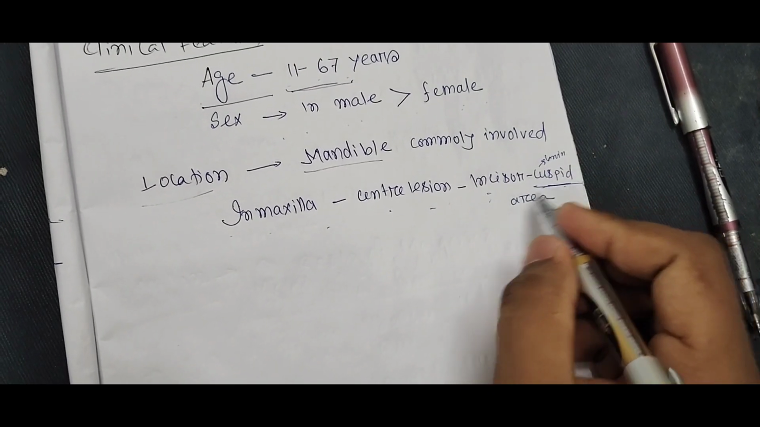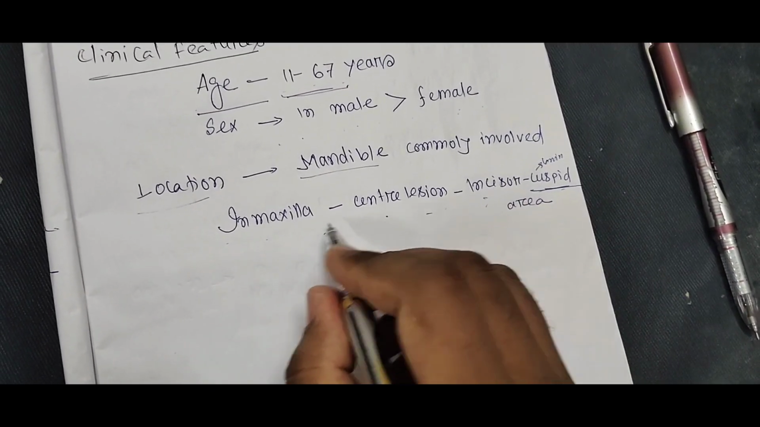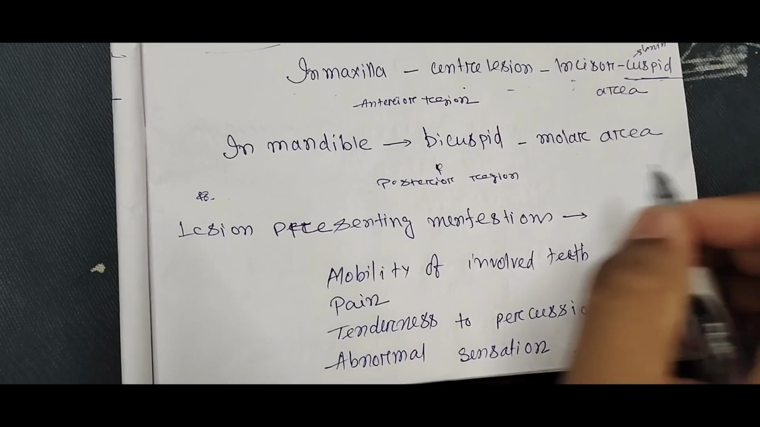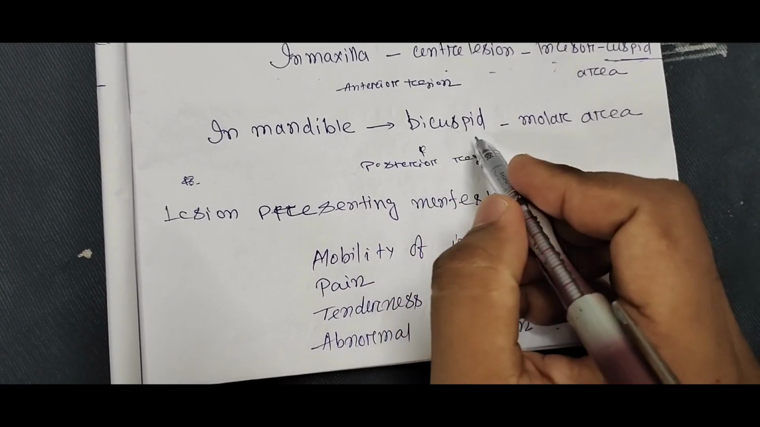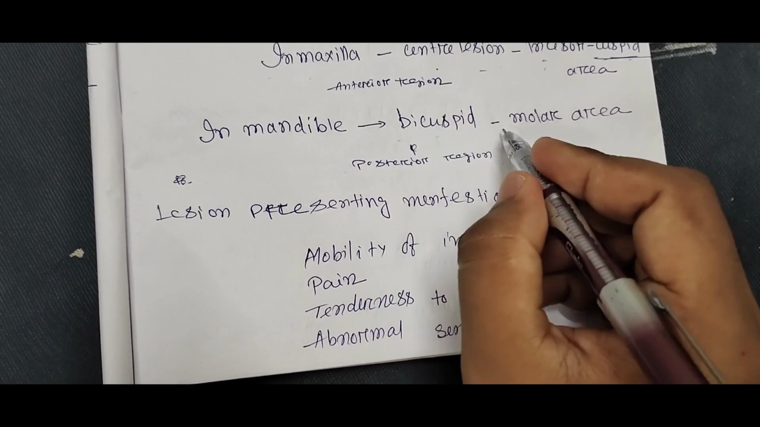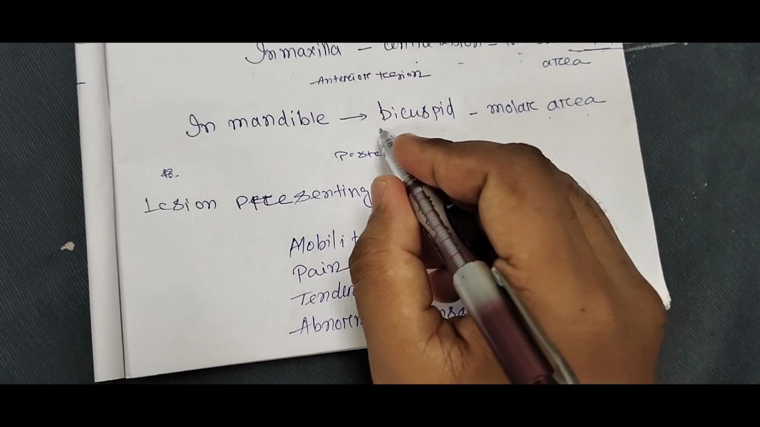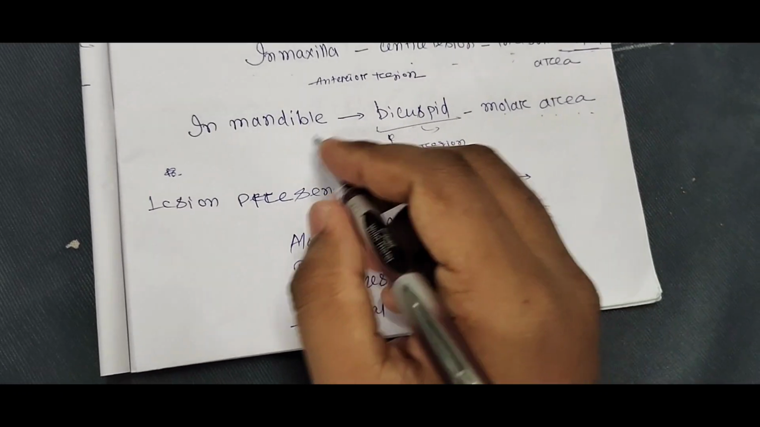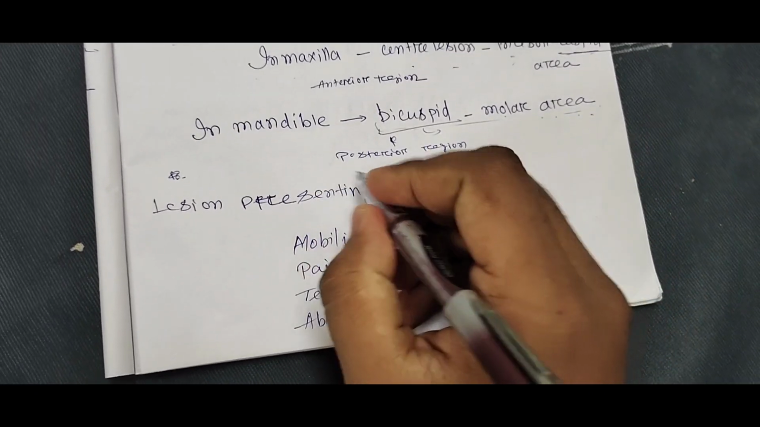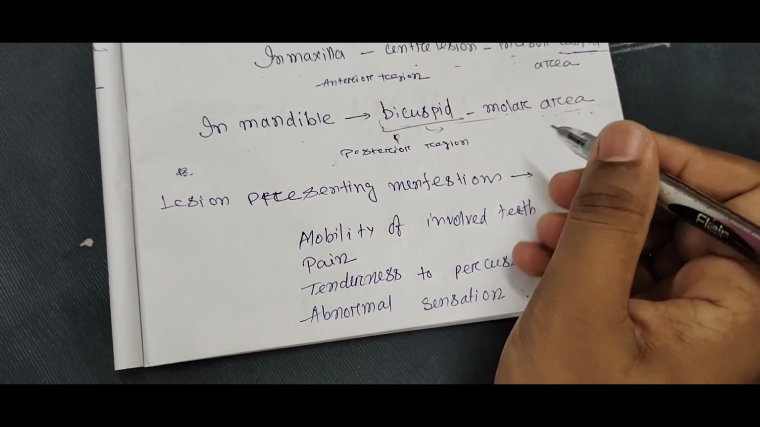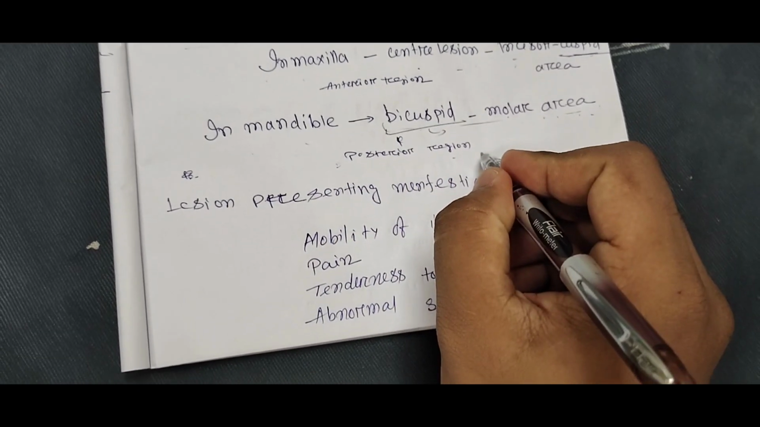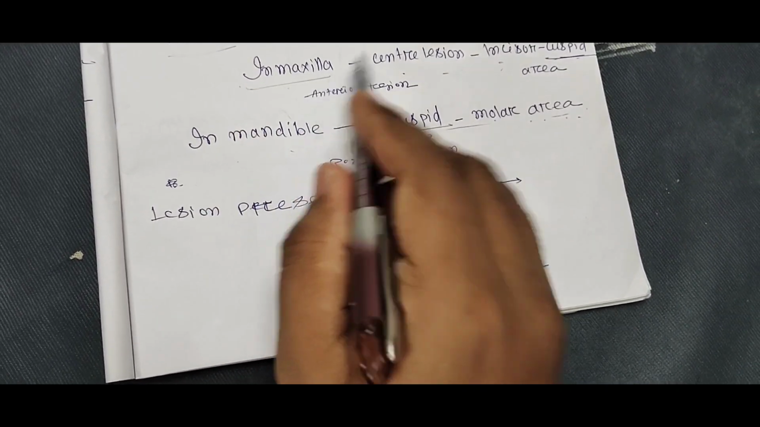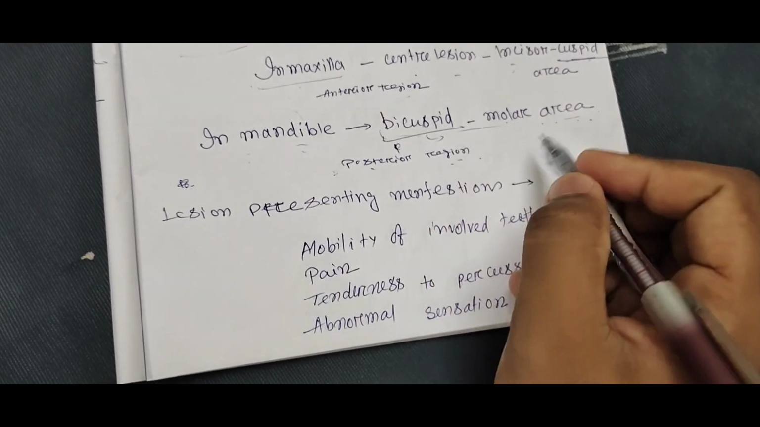That means incisor and canine area in the maxilla, where the lesion occurs. In case of the mandible, where will the lesion be? The lesion will be seen in the bicuspid and molar area. What is bicuspid? Bicuspid means premolar area. That means premolar and molar area. So from this we can understand that in the mandible the lesion will be seen in the posterior region. From these details we can say that it is the maxilla anterior region, and the mandible posterior region.